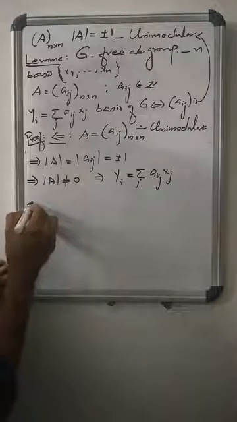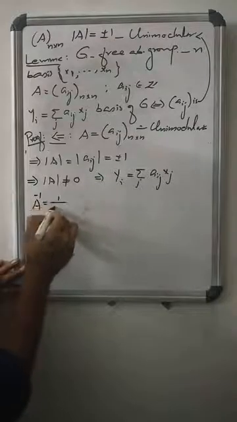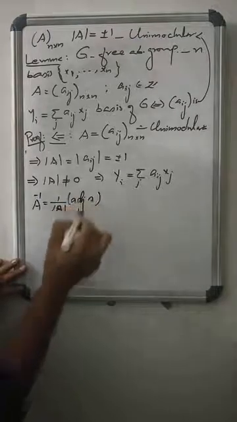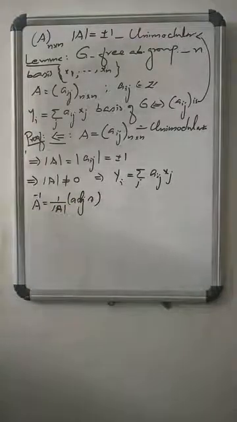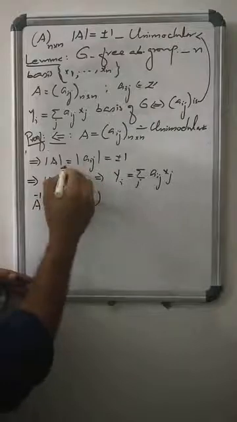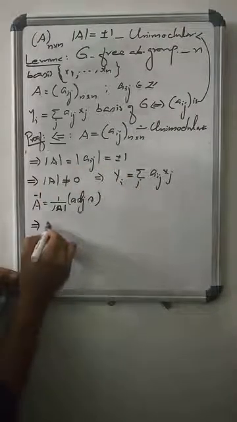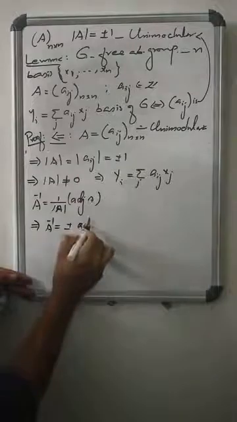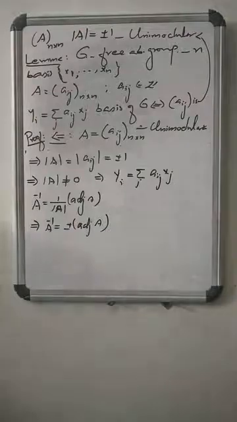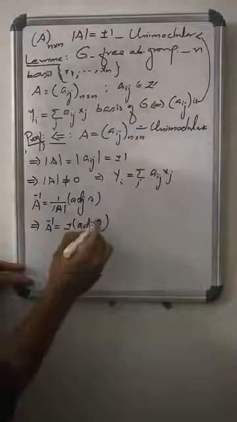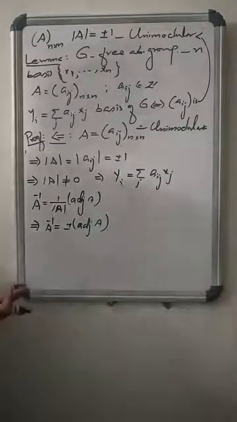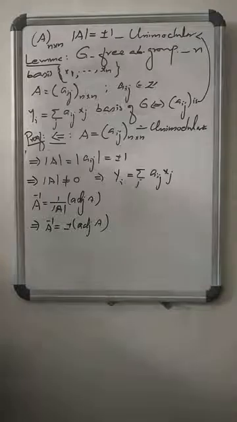But what is A inverse? We know that A inverse equals 1 by determinant A times the adjoint of A. What is determinant A? It is plus or minus 1. So this implies A inverse equals plus or minus the adjoint of A. But A is a square matrix having integer entries, so its adjoint and hence A inverse also have integer entries.